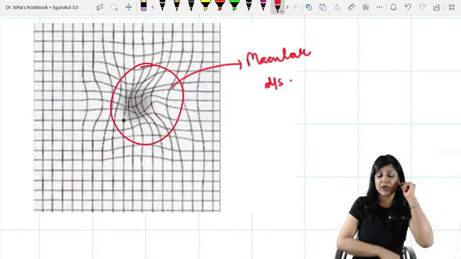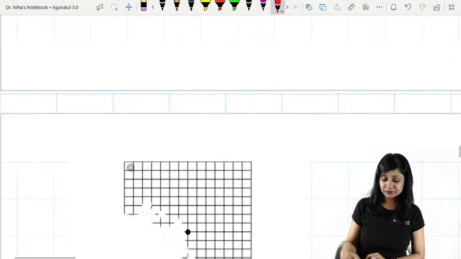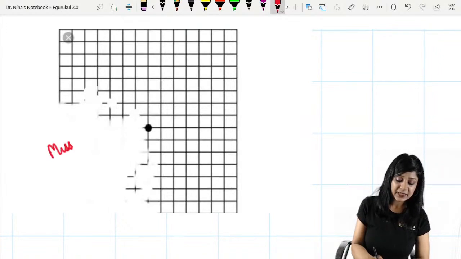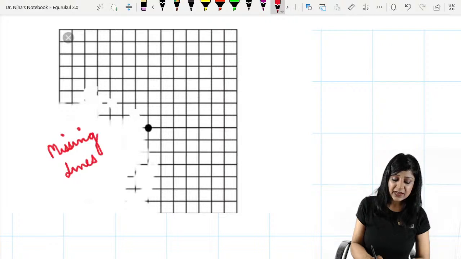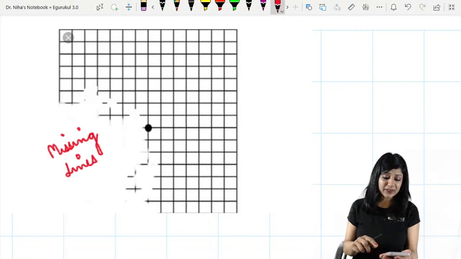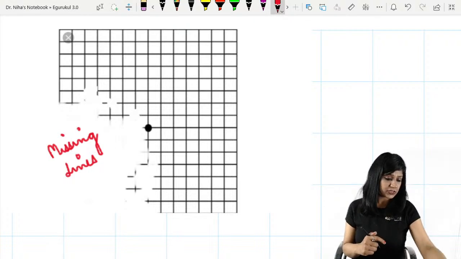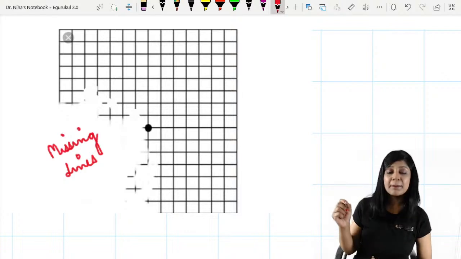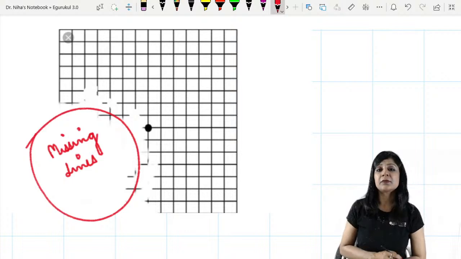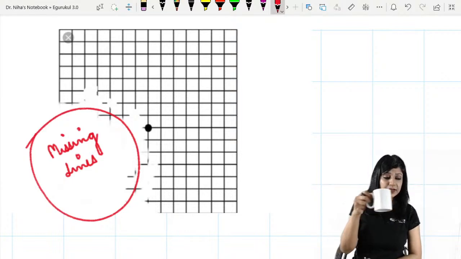While if you get something like this, here you are getting the missing lines. So what is the meaning of this? Anybody? Bent and wavy structure is due to macular diseases, macular pathology. Very good, Farhan. While if I get a missing line, something like this, in cases of Amsler grid, then what is the meaning of this one? Anybody?